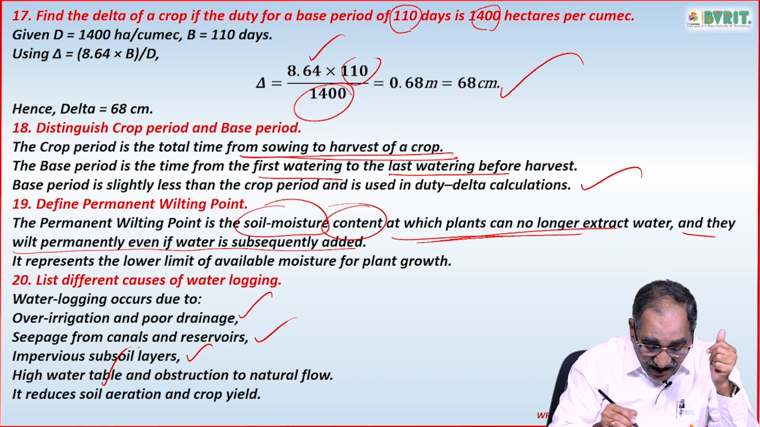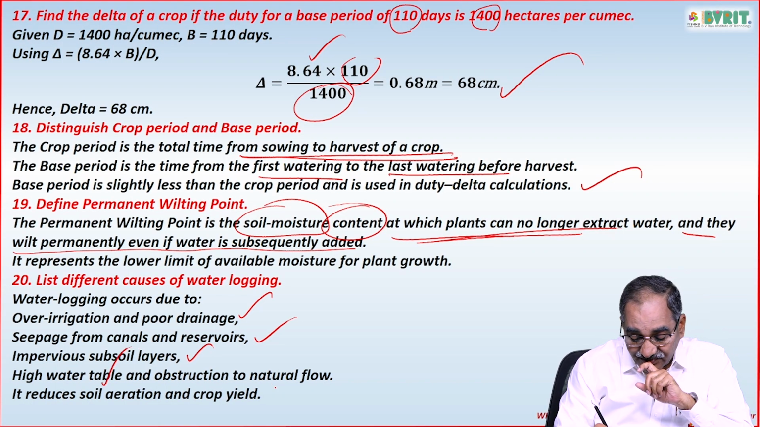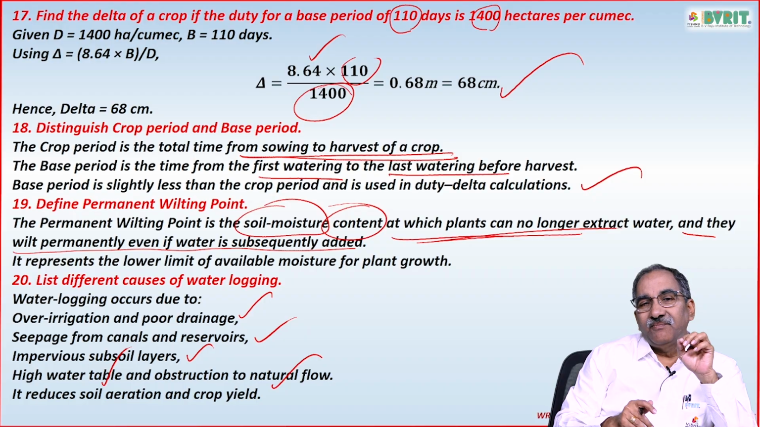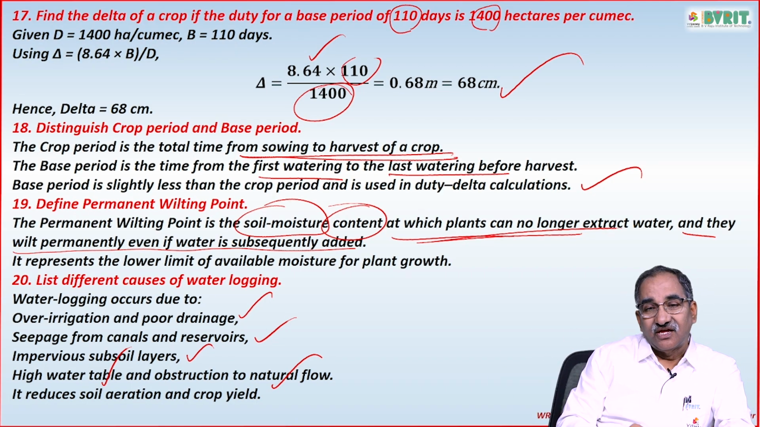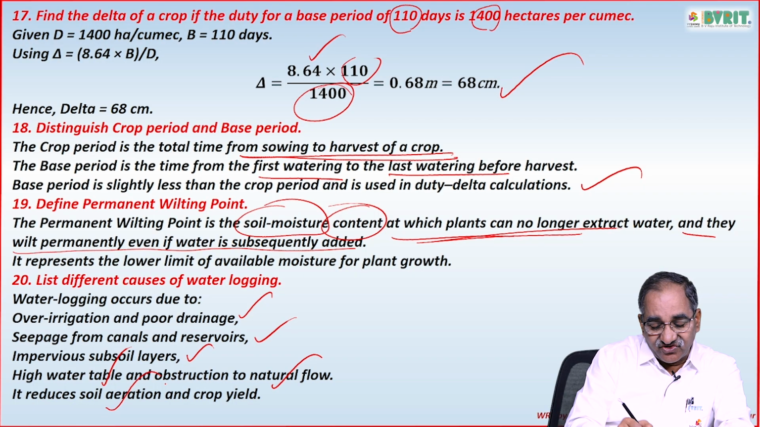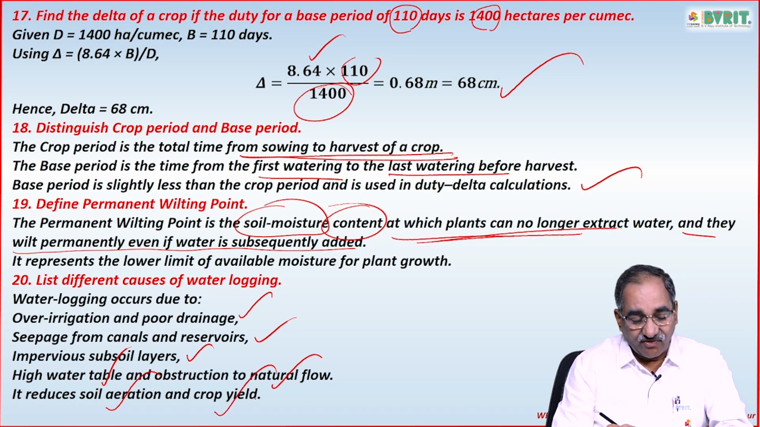Then the fourth one is high water table and obstruction to natural flow. The moment the water table is high or obstructing the natural flow, it happens. In all the cases, it reduces the soil aeration and crop yield.